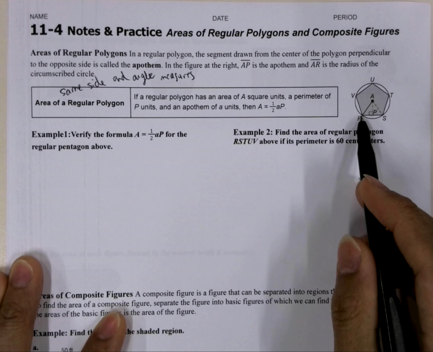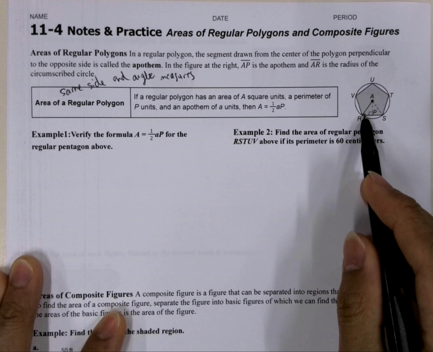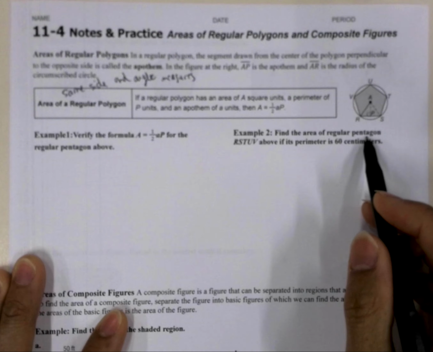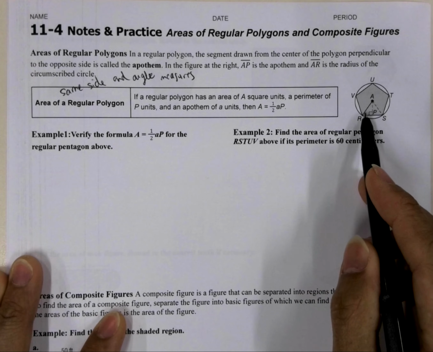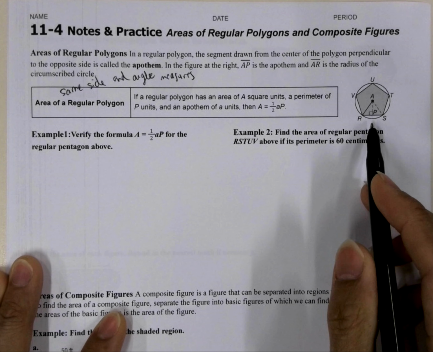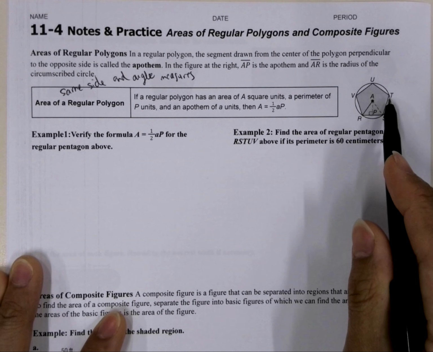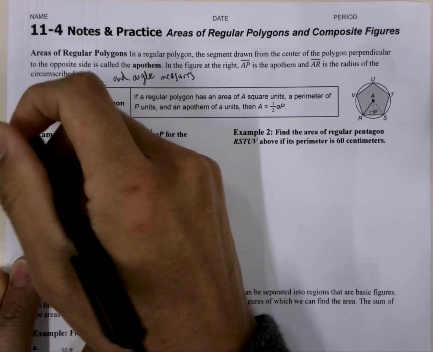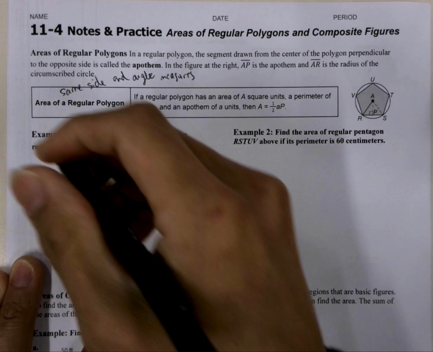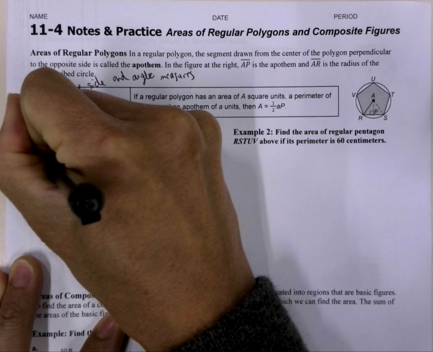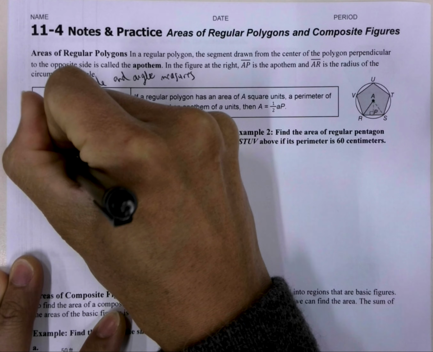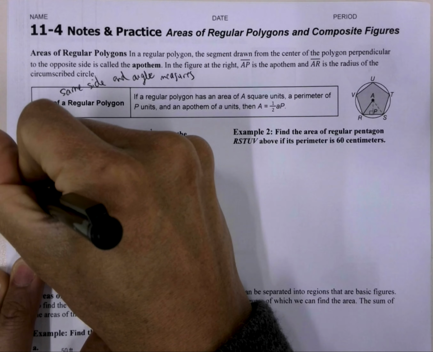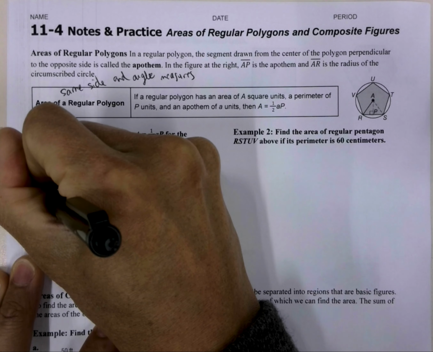And we don't know RP either, but we know the perimeter is P, right? And so if the perimeter is P, then that means RP is P divided by 1, 2, 3, 4, 5, 6, 7, 8, 9, 10. Okay. So we can say that RP, let me go ahead and write this down. RP is equal to perimeter divided by 10. All right.